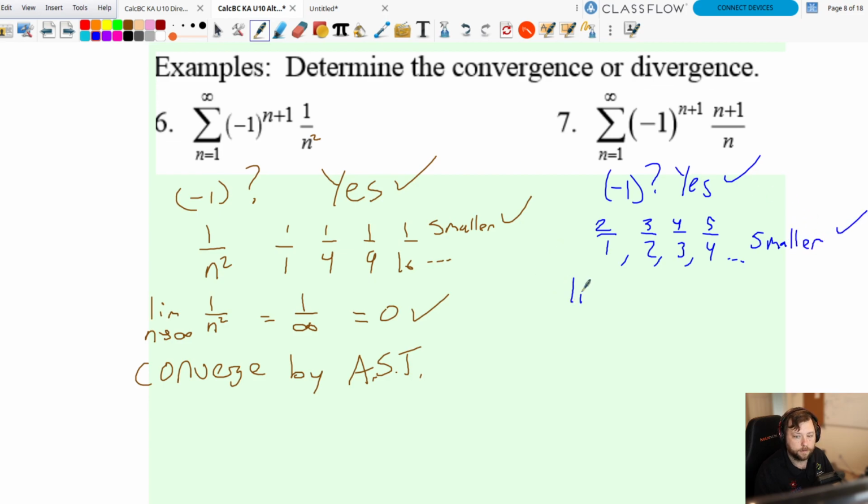But let's check the limit as n goes to infinity of n plus 1 over n. Remember your L'Hopital's rule. That would be infinity over infinity, right? Then I rewrite that, derive the top and derive the bottom. It's actually the limit as n goes to infinity of 1 over 1, which is 1. That does not equal 0, so we're going to diverge.